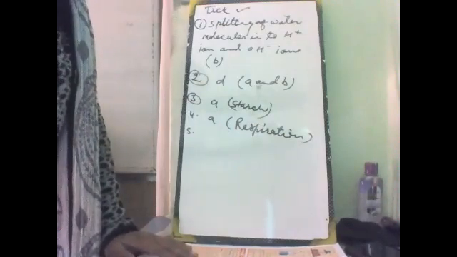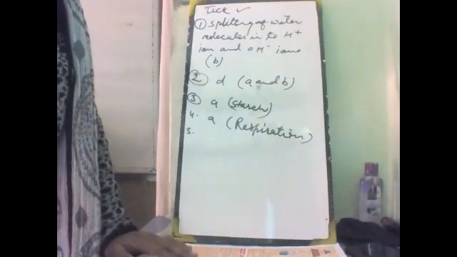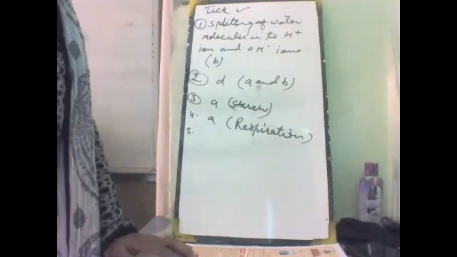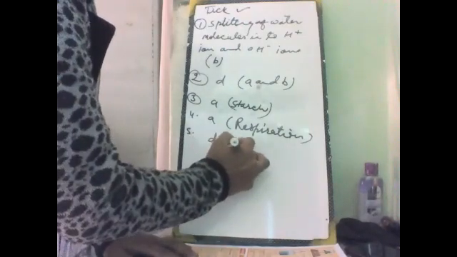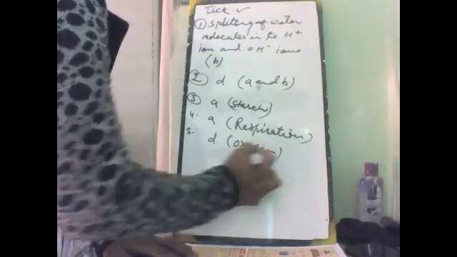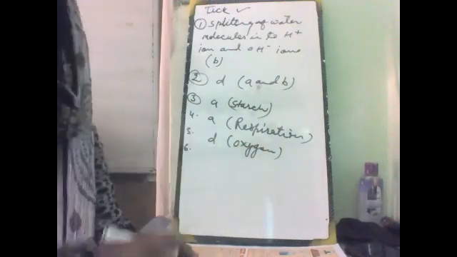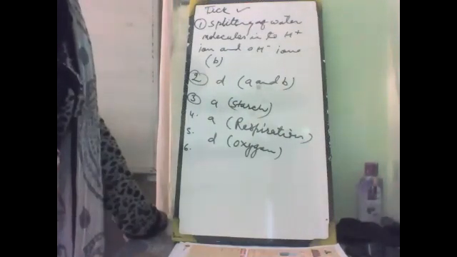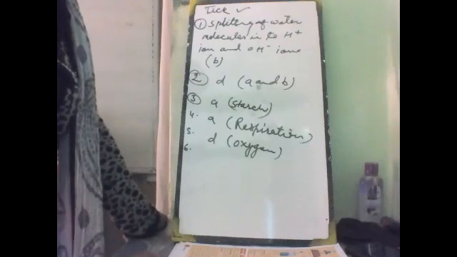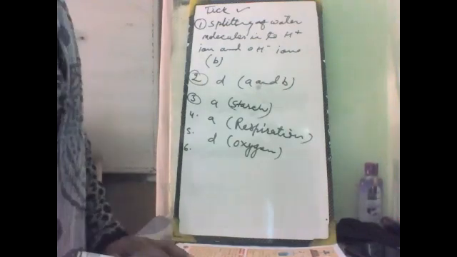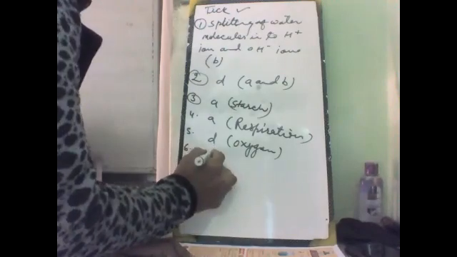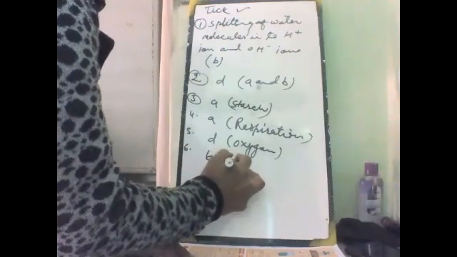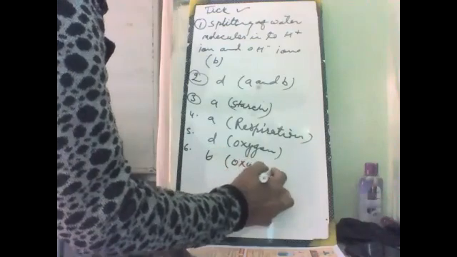Which of the following factors does not affect the rate of photosynthesis? The option is D, oxygen. The amount of oxygen does not affect the rate of photosynthesis. Which of the following is not needed for the process of photosynthesis? Chlorophyll, oxygen, sunlight, or carbon dioxide. The answer is B, oxygen. Oxygen is not needed for photosynthesis.